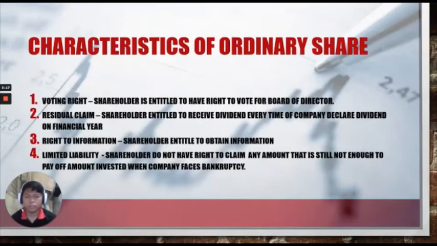Next, the characteristics of ordinary share. First is voting right. A shareholder is entitled to vote for the board of directors. Next, residual claim. A shareholder is entitled to receive dividends every time the company declares a dividend on the financial year. Next, right to information. The shareholder is entitled to obtain information, including the audited accounts. And lastly, limited liability, which means the shareholder does not have to pay any amount beyond the amount invested when the company faces bankruptcy.